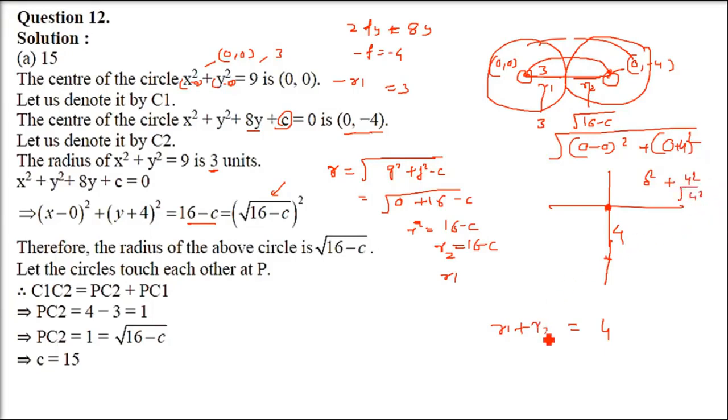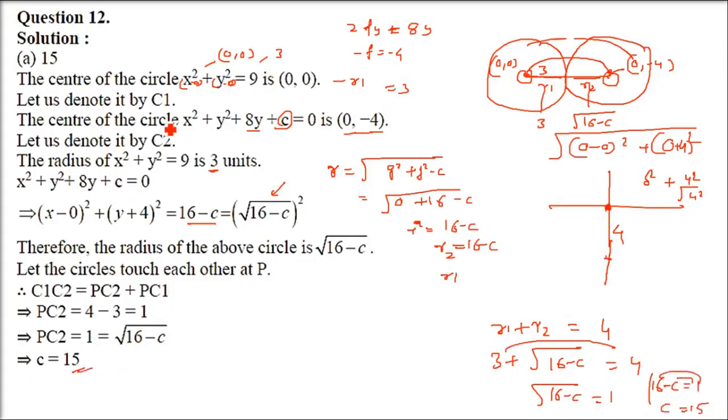Now let us equate this 4 to R1 plus R2. That is 3 plus under root 16 minus C equals 4. So take this here: under root 16 minus C equals 4 minus 3, which is 1. Square it, 16 minus C is 1. So C will be equal to 15. So C comes as 15 here.